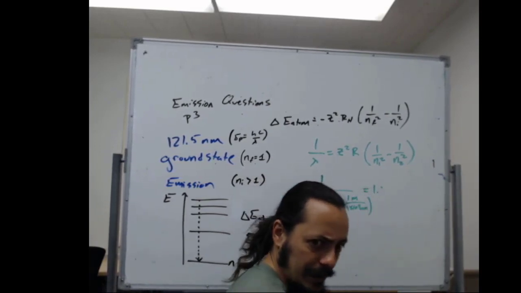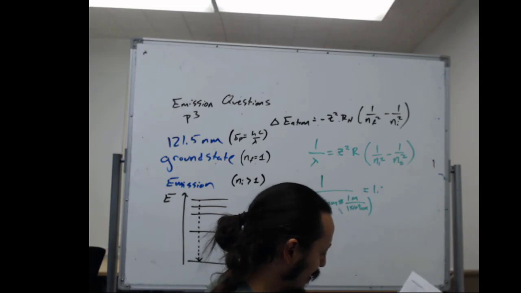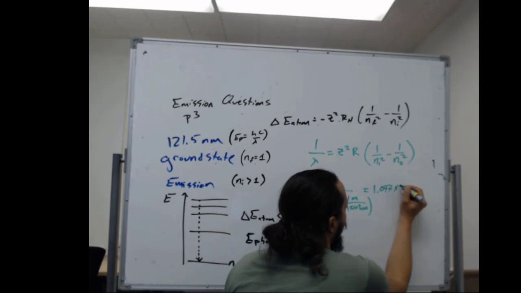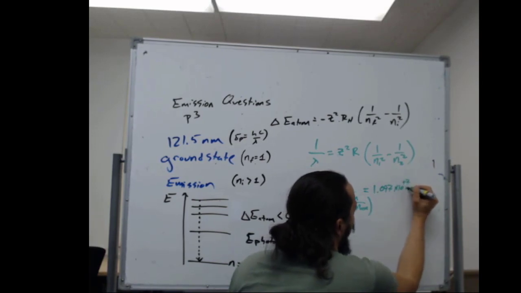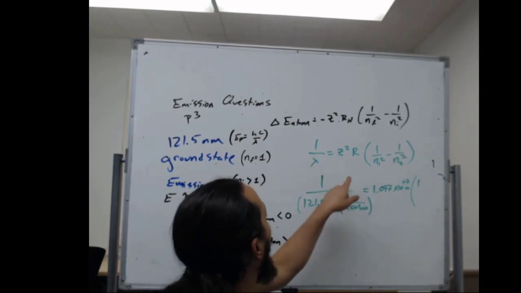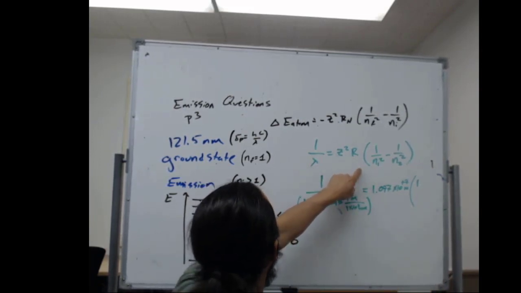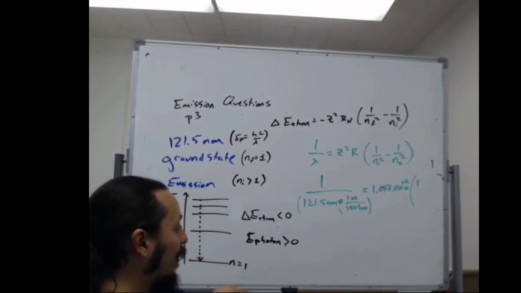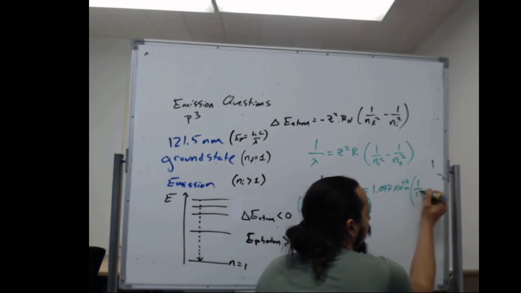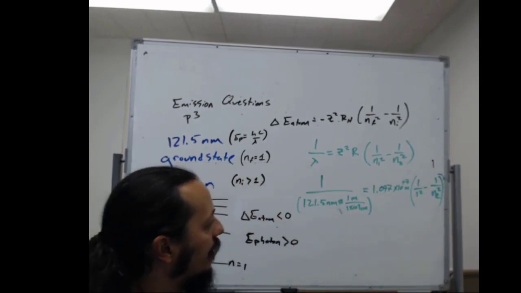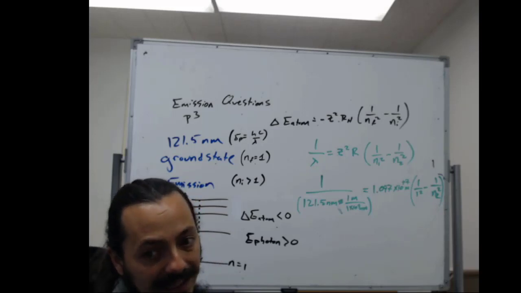I'm going to check the equations sheet. Okay, 1.097 times 10 to the positive 7 per meter. And then I'm going to have times 1 over n1 squared. n1 has to be the smaller value for this case, so I'm going to use the ground state value of n, which happens to be 1, minus 1 over n2 squared. And now we have to solve for what n2 actually is.